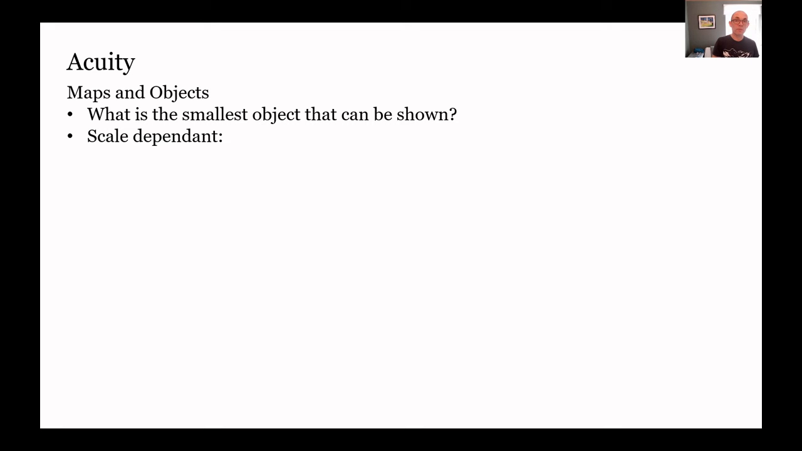What is of interest here when we look at this acuity problem? So what's the smallest object that can be shown? This depends on the scale. So if we remember, scale follows this simple formula. The scale times the size of an object on paper is equal to the size it is on the ground, in reality, as it were.